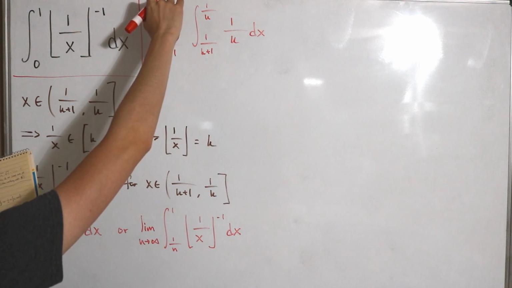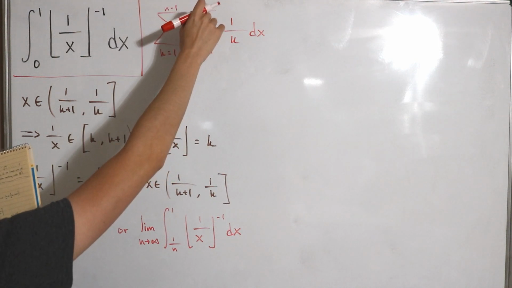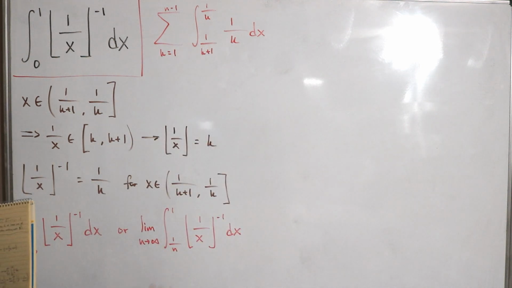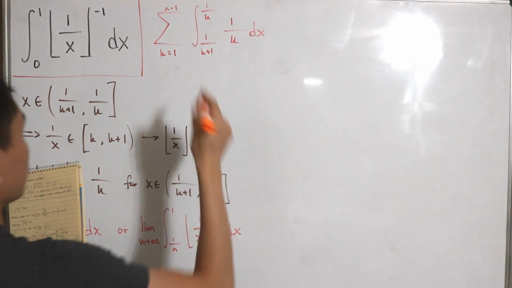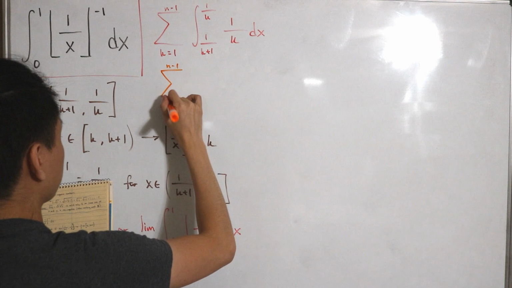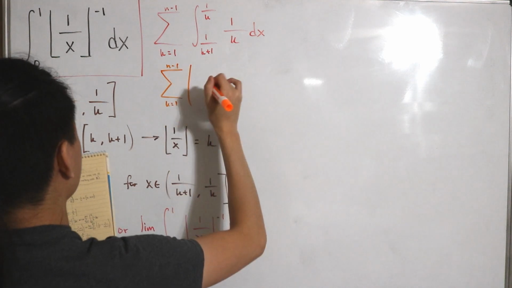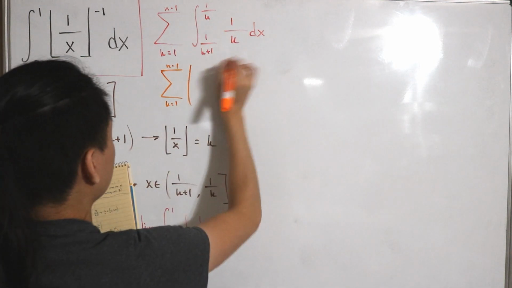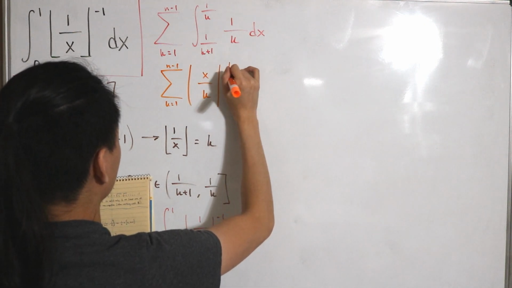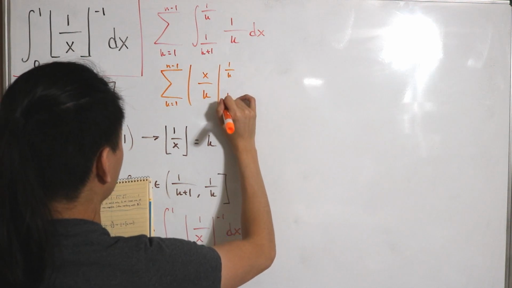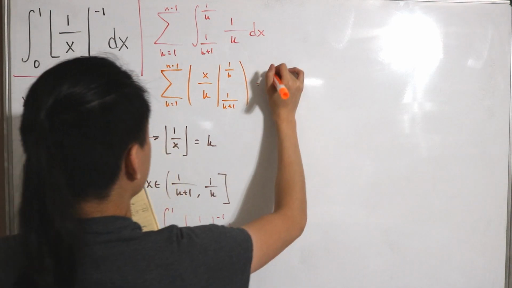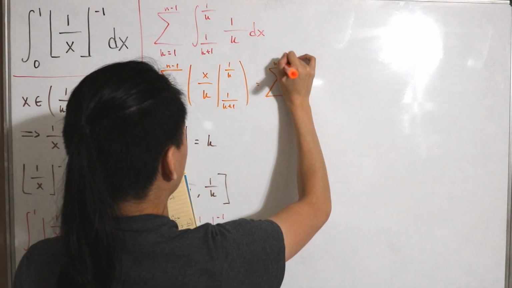Plugging this back to n minus 1, I have 1 over n minus 1 and then 1 over n, which is nice for what is rewritten in terms of the limit. So now we have the partial sum from k equal to 1 to n minus 1 of, now 1 over k is just a constant and we're integrating with respect to x, so this is just x divided by k, evaluated from 1 over k plus 1 to 1 over k. And then easily you can see that we have the following rewritten sum.